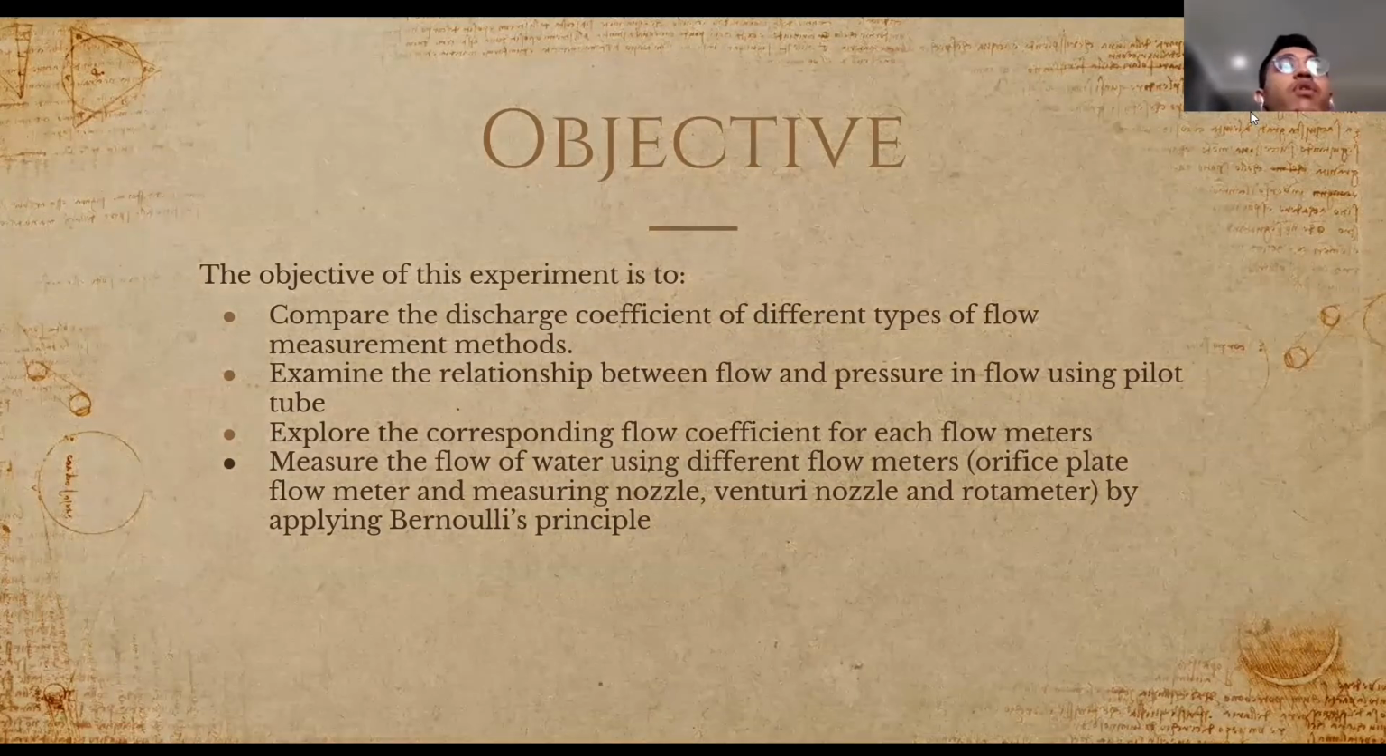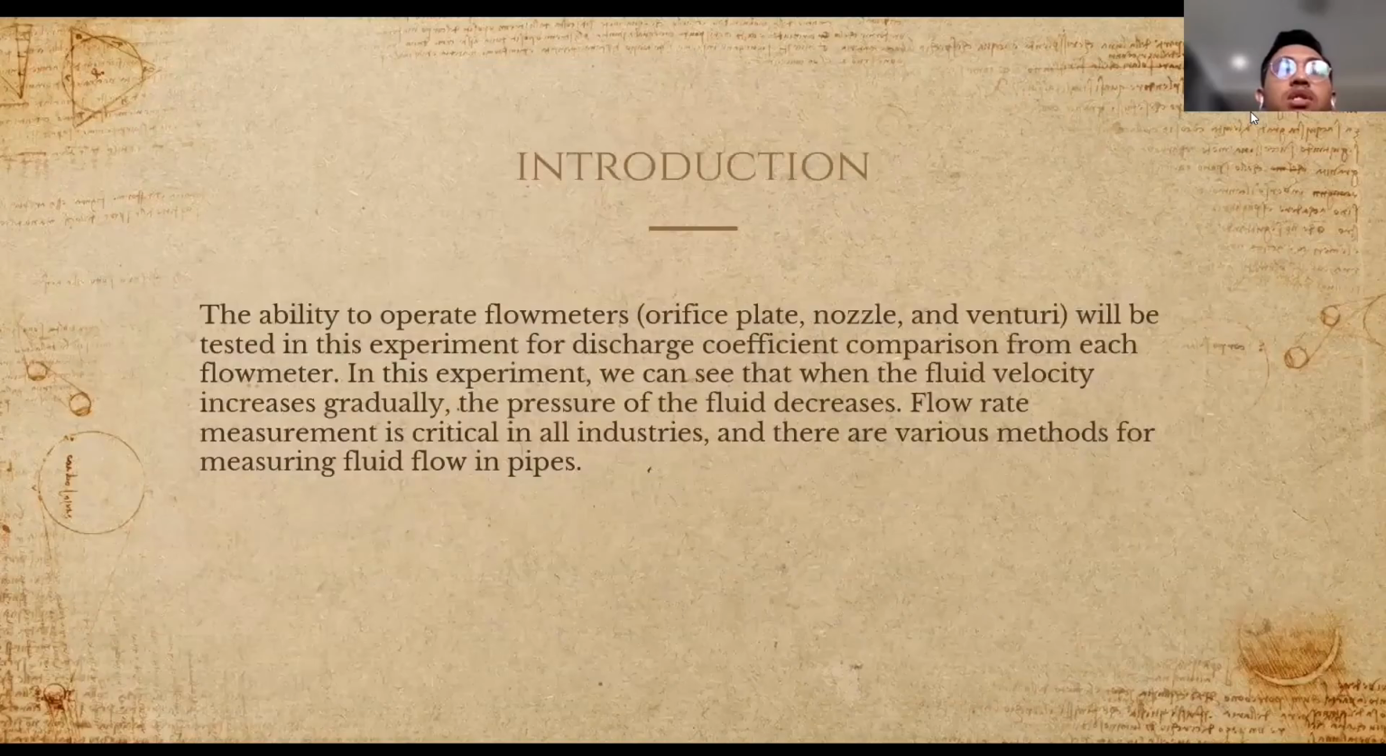Next, for the introduction, the ability to operate flow meters, which are the orifice plate, nozzle, and venturi, will be tested in this experiment for discharge coefficient comparison of each flow meter. In this experiment, we can see that when the fluid velocity increases gradually, the pressure of the fluid decreases. Flow rate measurement is critical in all industry, and there are various methods for measuring flow in a pipe.